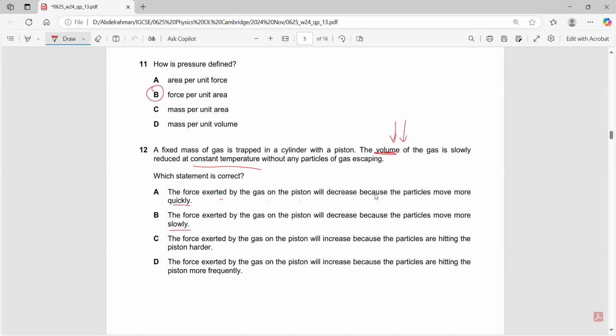Do the particles increase or decrease their speeds? No, they do not. They do not increase or decrease the speed and they do not hit the piston harder. Hitting the piston harder requires them to move with a greater speed. So this is wrong and this is wrong and this is wrong. The only correct answer would be that the force exerted by the gas will increase. Why? Because they are hitting the piston more frequently. Why? Because the area of the walls inside decreases due to the decreasing volume.